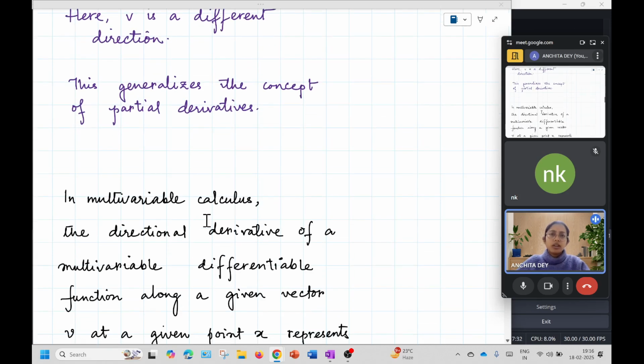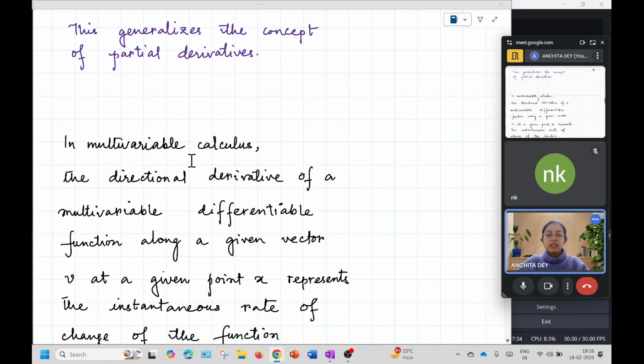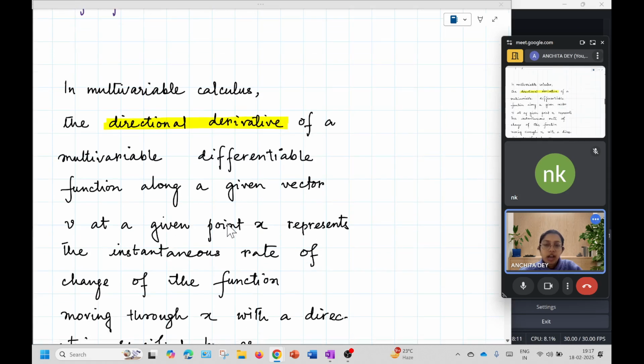When you have way too many variables, instead of calling it a simple differentiation, we use the word directional derivative. Why directional? Because now you want to find the derivative of a function along a certain direction. Okay, so that's why we have this term. Let me just highlight it: directional derivative. We do it for a multivariable differentiable function, and of course we can do it for a scalar function as well. We find it along a given vector v at a given point x.